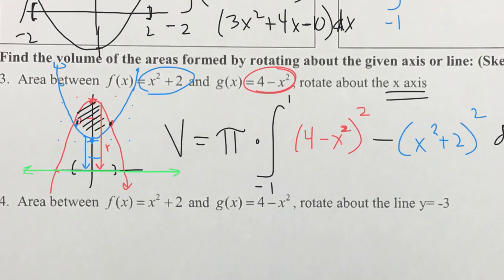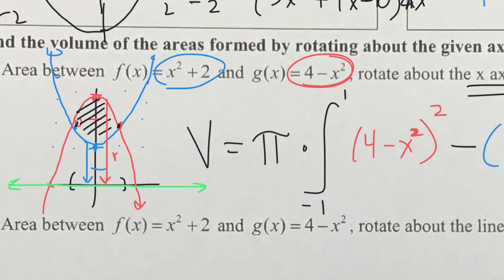So remember, the important thing is setting up these things. So we have to think about, right, what are the points of intersection? Right, what are your intervals? So your intervals are where they intersect. And then which function is farther from your axis of rotation? Okay, it's the farther radius squared minus the closer radius squared.